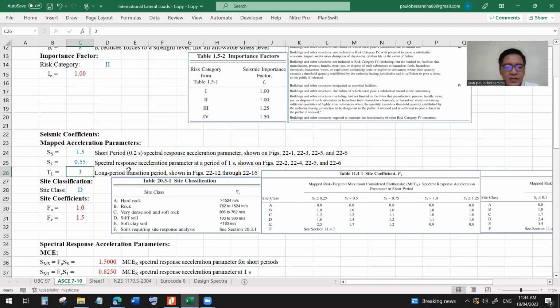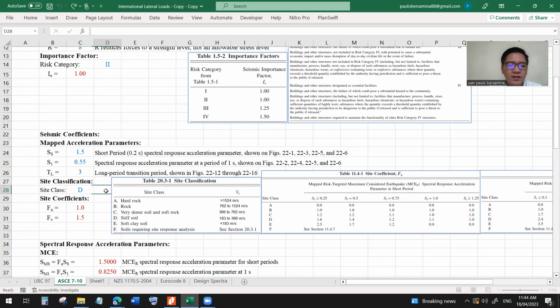Next, long period transition. Ito, hulaan ko lang muna ito. Nagbabago yan for 3 seconds, masyado nang mataas yan. Hindi naman tayo magde-design muna ng 30 story. Okay lang yan. Leave it as 3 lang.